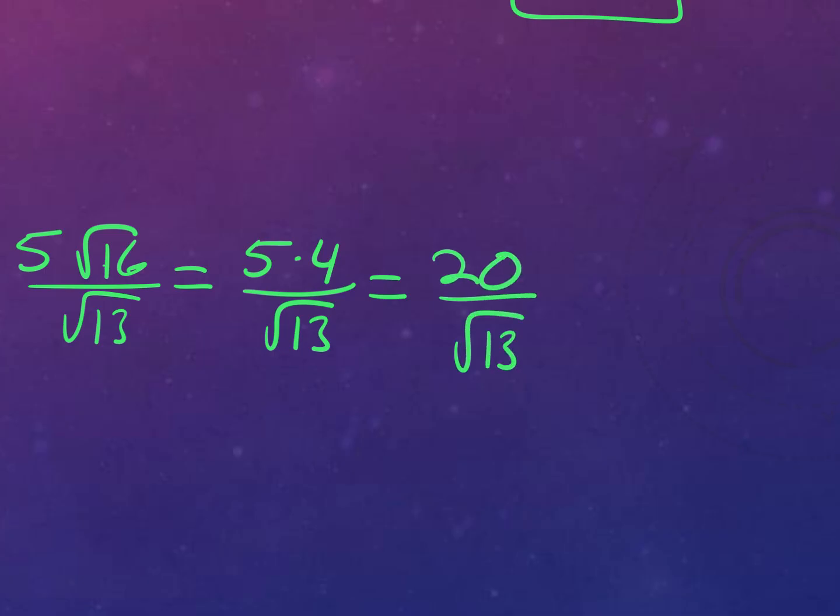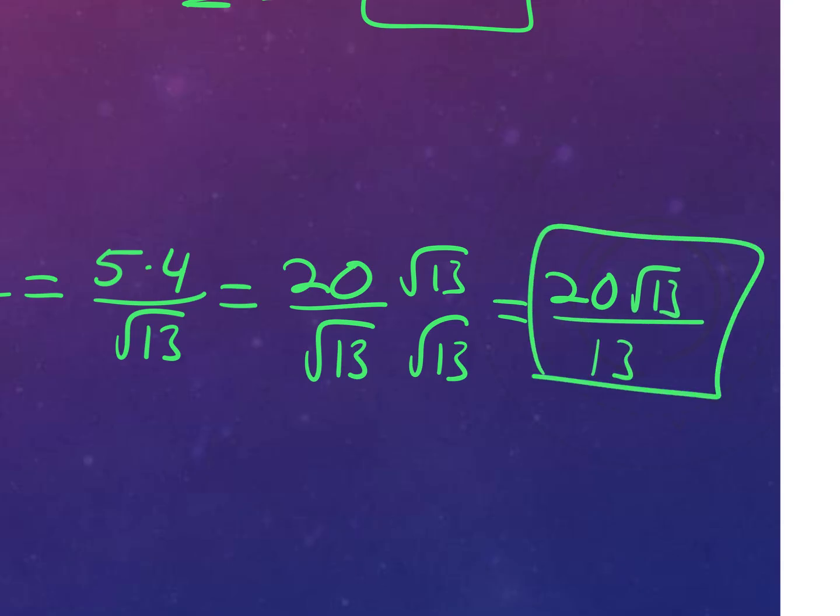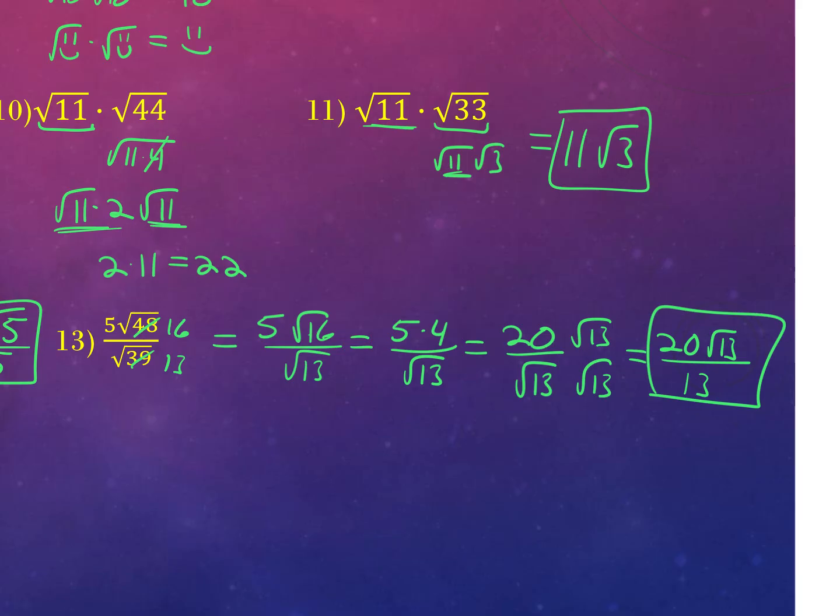Can we simplify that anymore? Okay, good. We need a radical on the top and the bottom. So square root of 13, square root of 13. So then we end up with 20 square root of 13 over 13. All right, I'll leave that up.